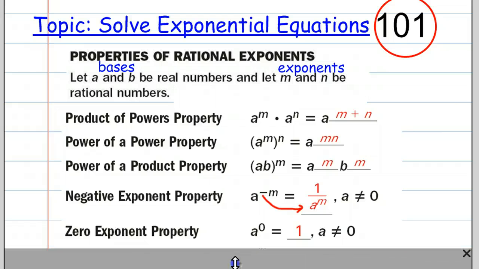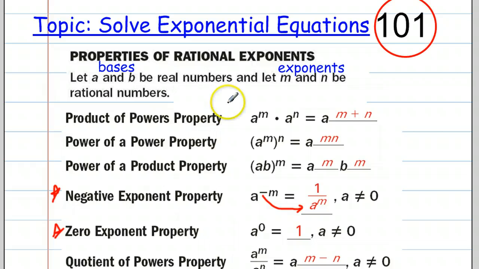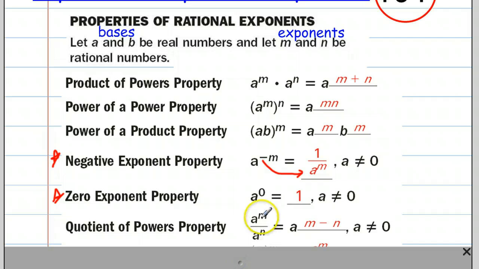Then we have a popular property that, if you remember it, life is going to be very easy. These two are really two of the most important ones. a to the 0 is always 1. I don't care what the base is, as long as it's not 0. The base can be 3,955, but if the exponent is 0, the power a to the 0 is going to be 1, regardless.